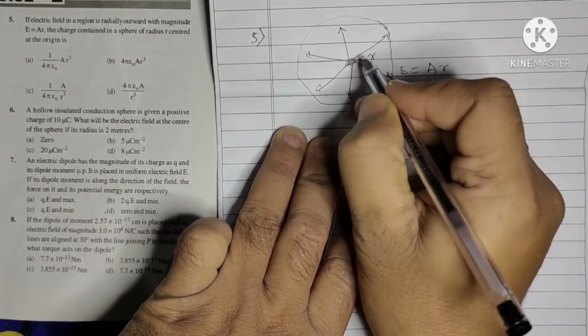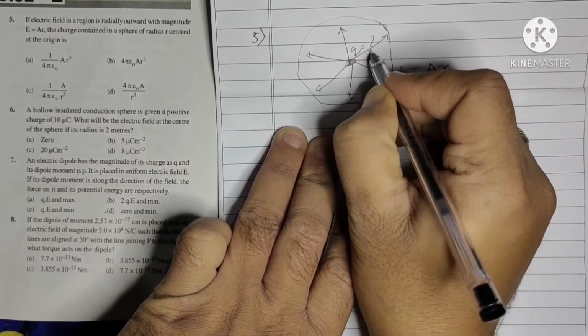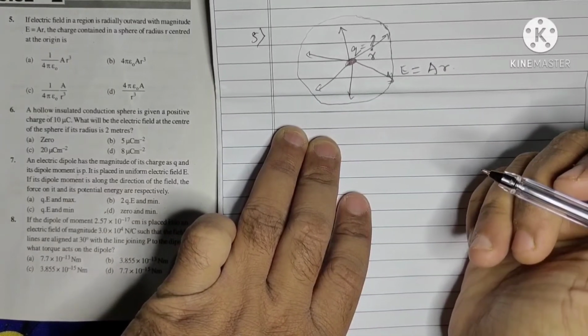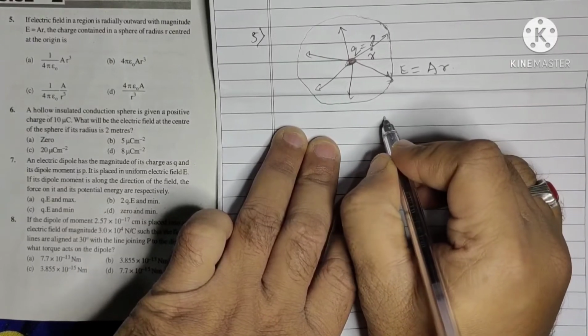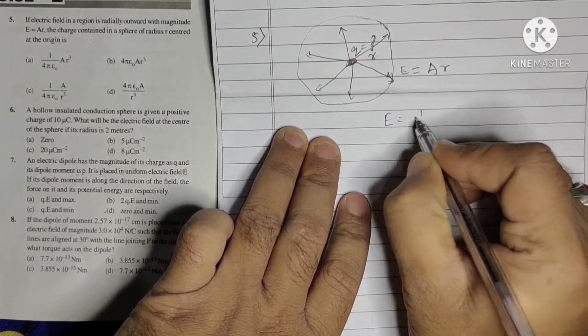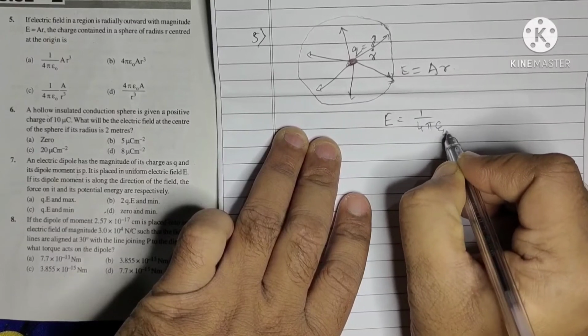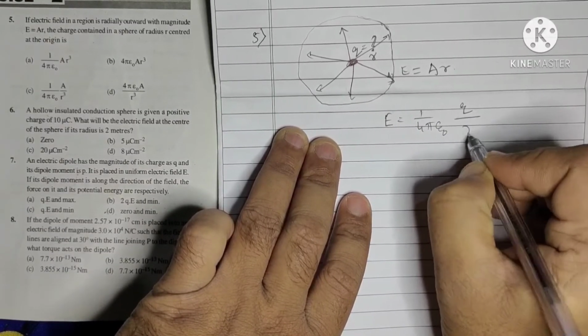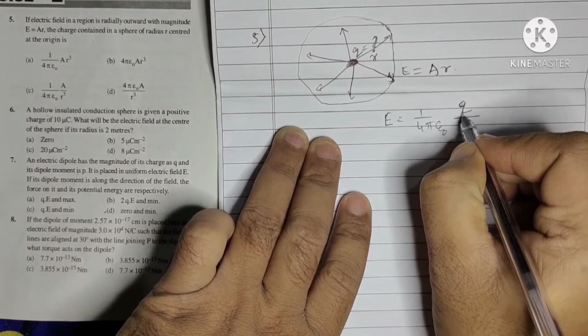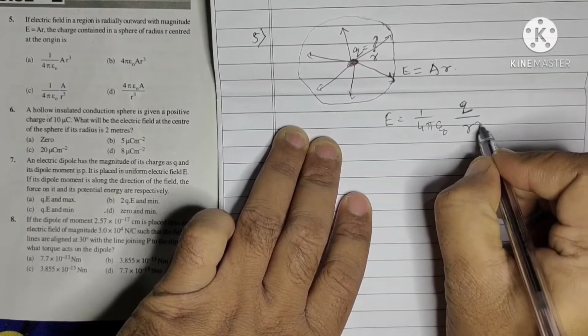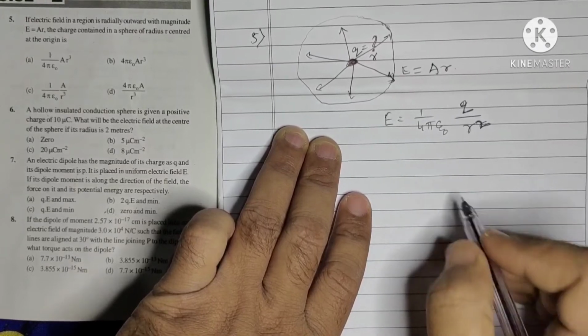So what may be the charge at the center? What is the charge value he is asking. As we know, the electric field at this point is given by the general formula E is equal to 1 by 4 pi epsilon naught into Q by R square. Let this charge be Q. We know that this is Q by R square.